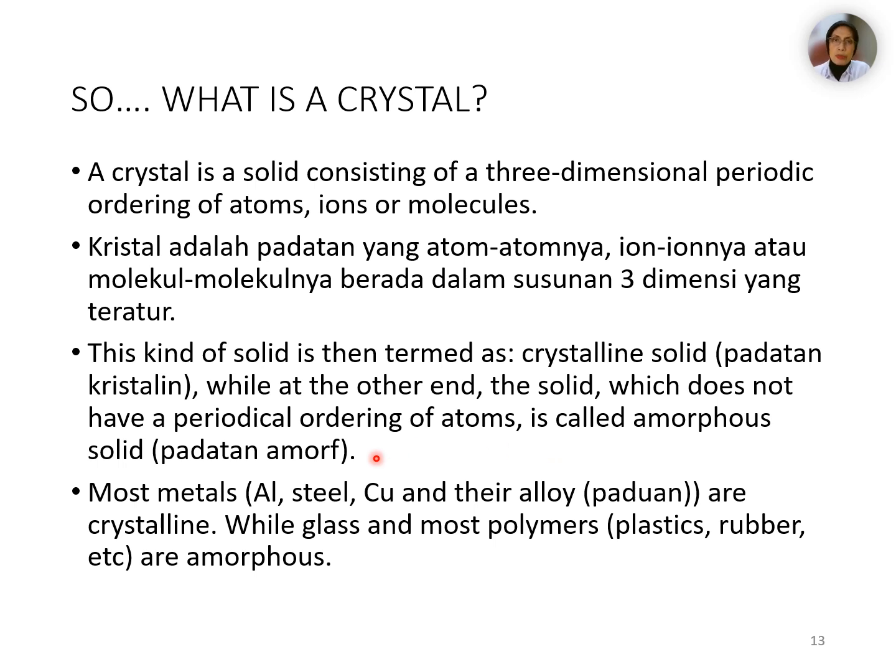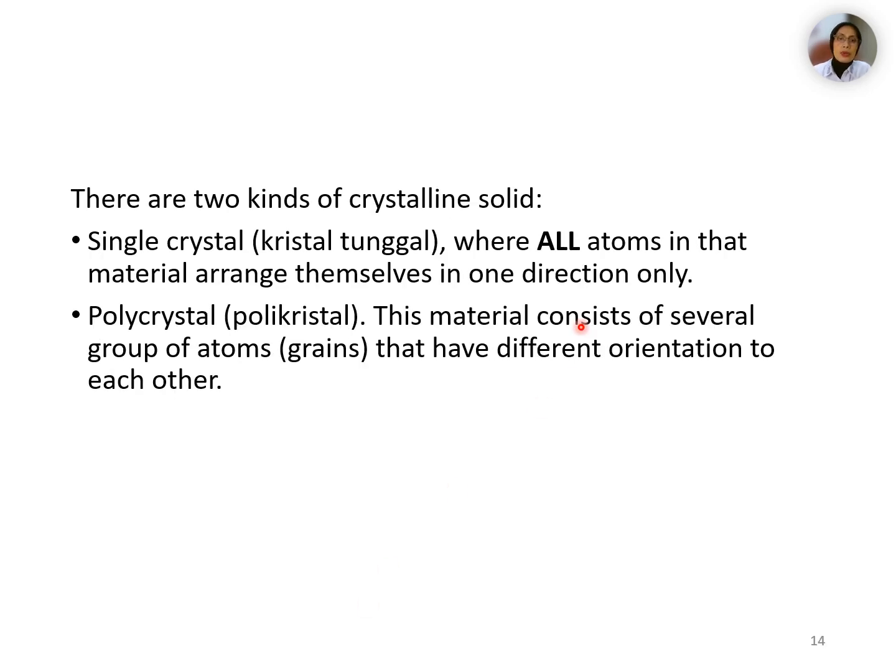Most metals, such as aluminium, steel, copper, and their alloys, are crystalline, while glass and most polymers, plastic and rubber, are amorphous. There are two kinds of crystalline solids. The first is single crystals, where in the material all atoms arrange themselves in only one direction. While polycrystals consist of several groups of atoms, or grains. Each grain has a different orientation to the others.